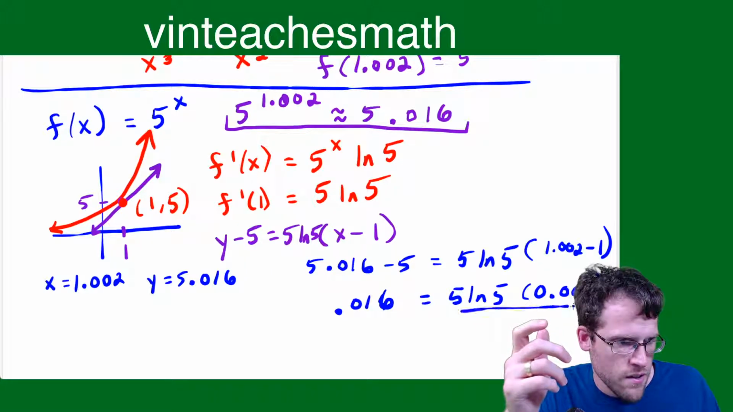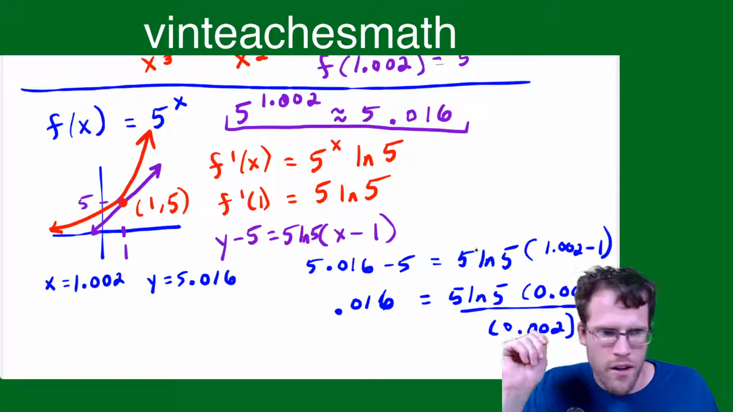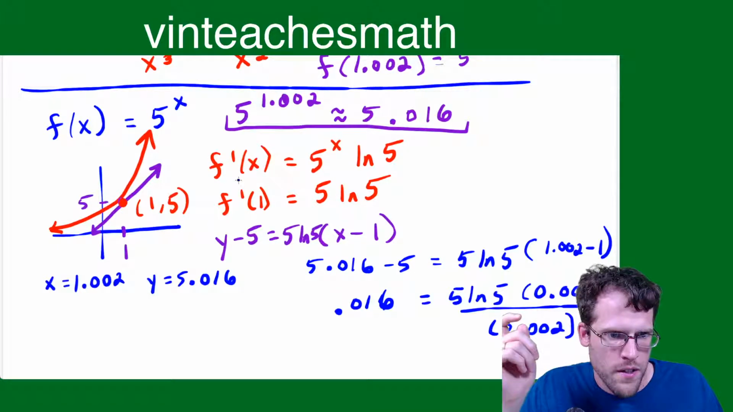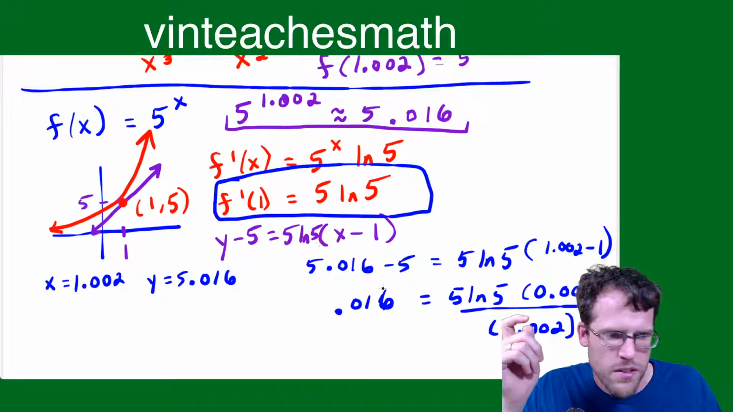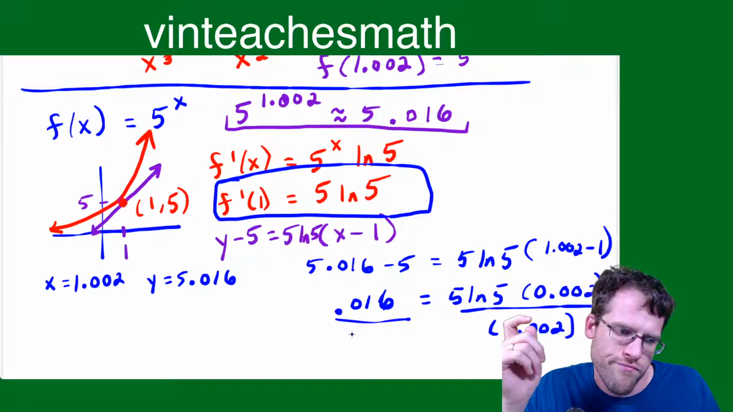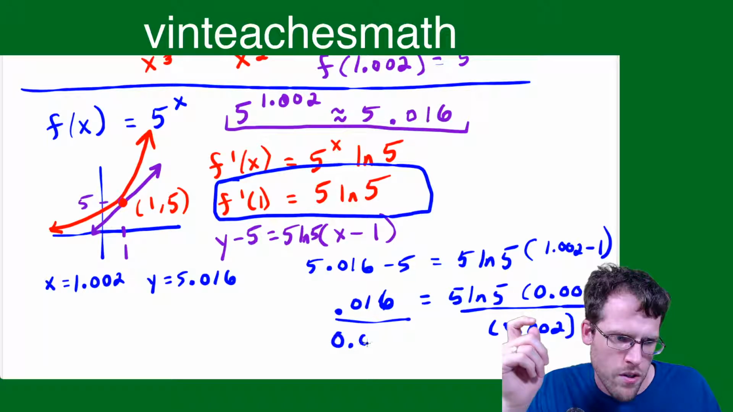So now you divide by 0.002, and this is going to give you an approximation for 5 ln 5, which was f prime of 1. Okay, see, this was f prime of 1, the thing we're trying to approximate. This is a weird question, but you'll see. Well, when we learn linear approximations, then this will make more sense.